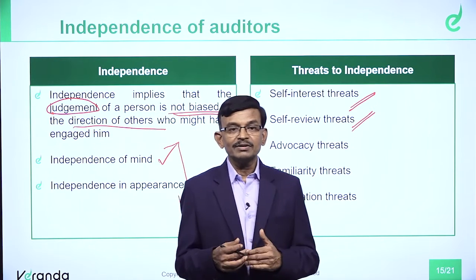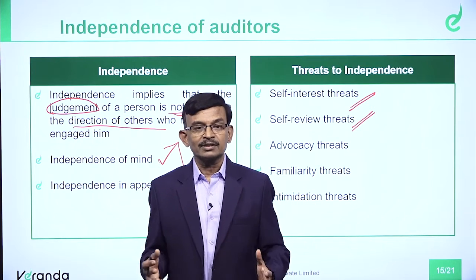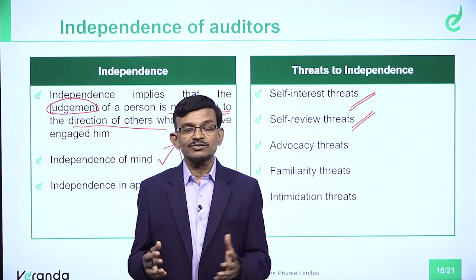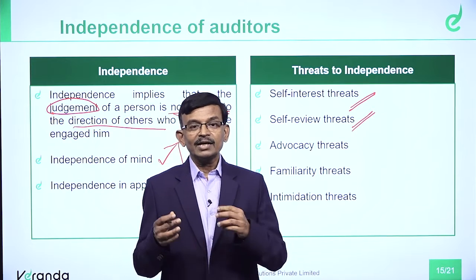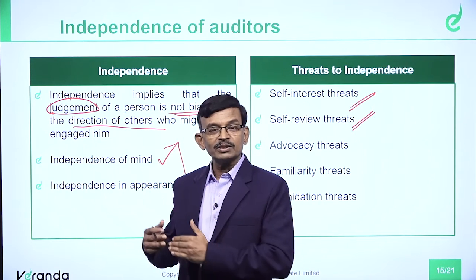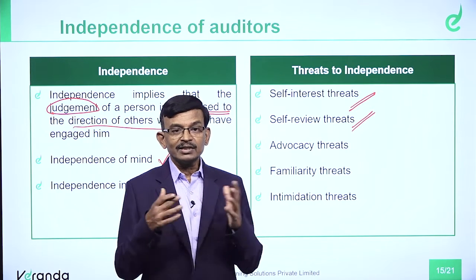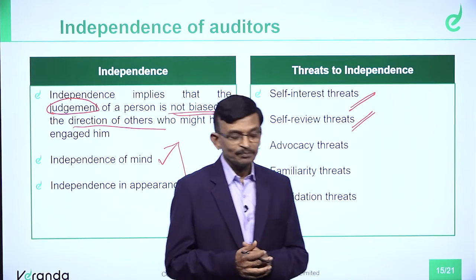For example, I have given an internal audit report saying that all the internal controls are operating effectively, and I am going to do the statutory audit. I am going to rely on my own report that all the internal controls are existing without even verifying it. So that could be one of the self-review threats.